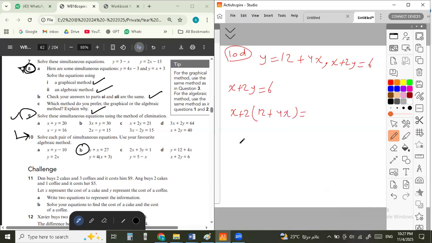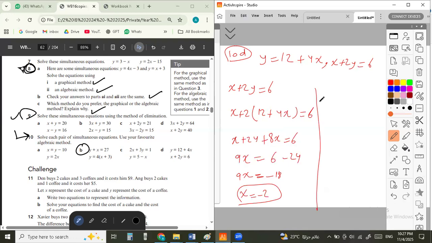So x plus 24, I'm expanding, plus 8x equals 6. x plus 8x is 9x. 9x equals 6. I'm going to send the 24 to the other side, minus 24. So 9x equals negative 18. So x is negative 2.